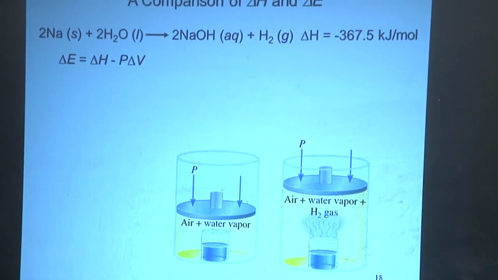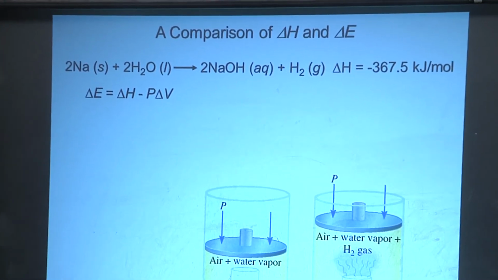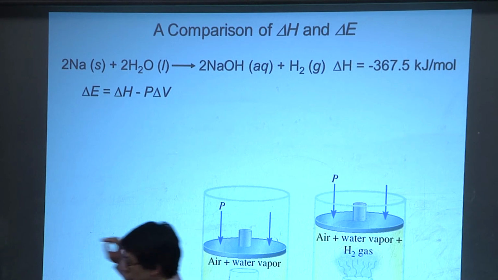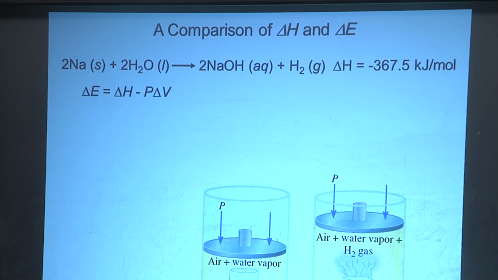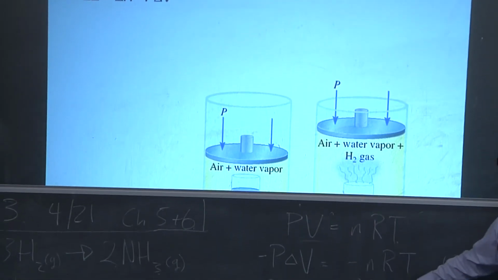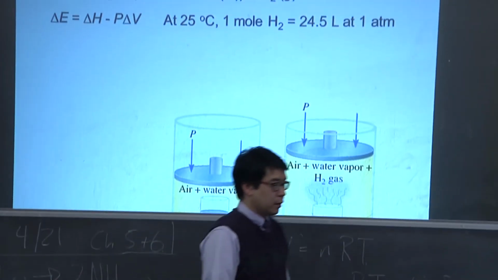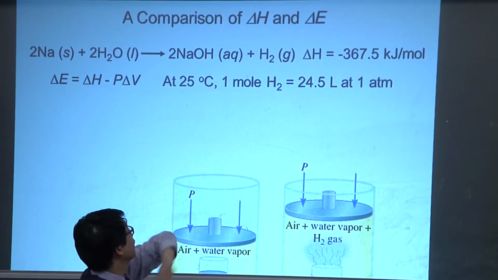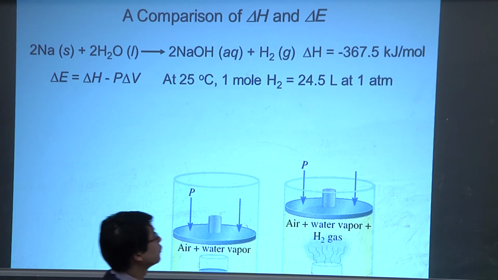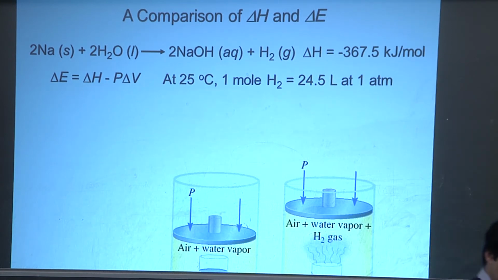So remember this, right? This is from, I don't know, 3 slides back or so. Delta E equals delta H minus P delta V. Delta E and delta H, we can think about how to interconvert between the two of them. Based on this, right, where P delta V equals delta nRT. Okay, so we can do this calculation, PV equals nRT, right? So at 25 degrees Celsius, 1 mole of H2 has a volume of 24.5 liters at 1 atmosphere.